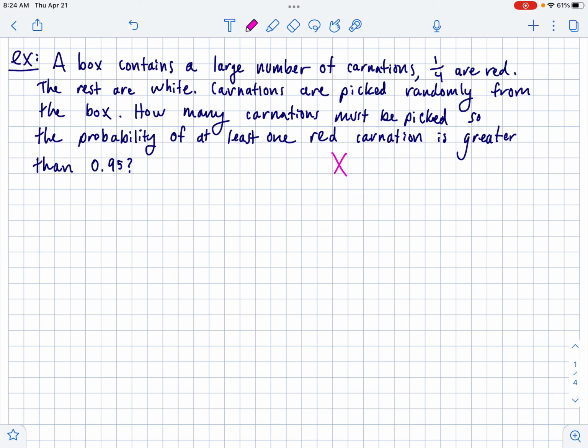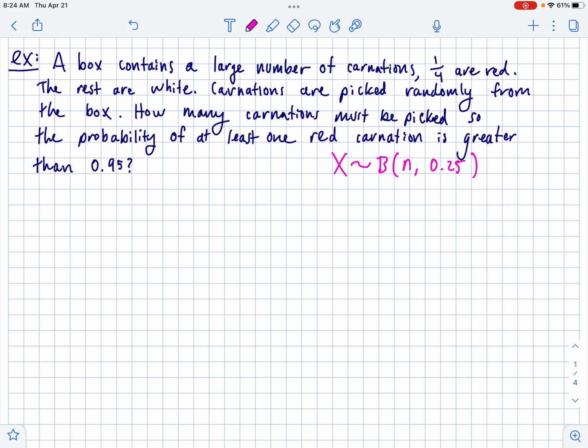Well, first, this is a binomial distribution. So the notation that represents the whole binomial distribution is B, and then we don't know how many flowers there are, so I'm going to represent that with n. But I know the probability of getting a red carnation is 0.25. That's 1 out of 4.